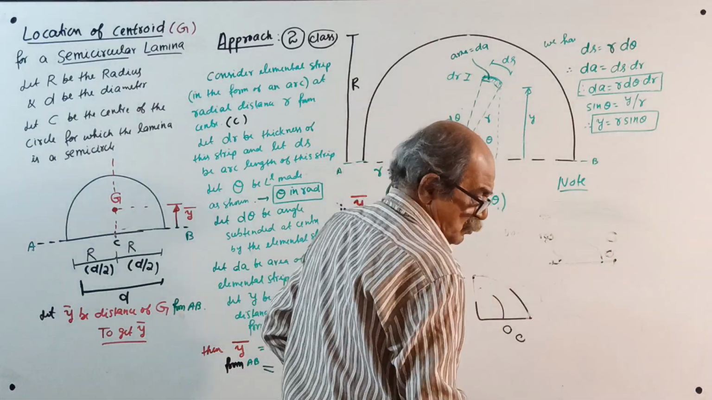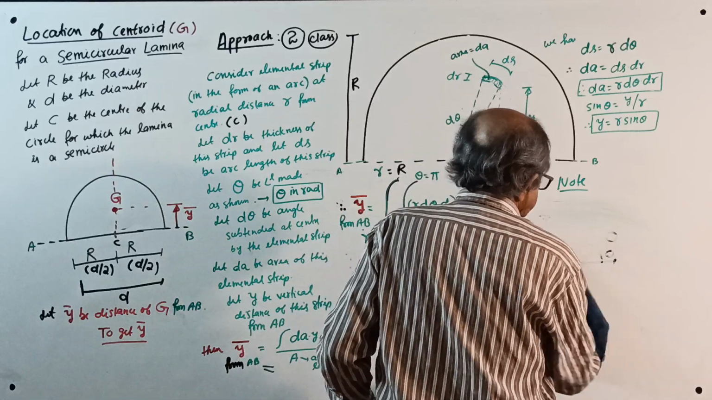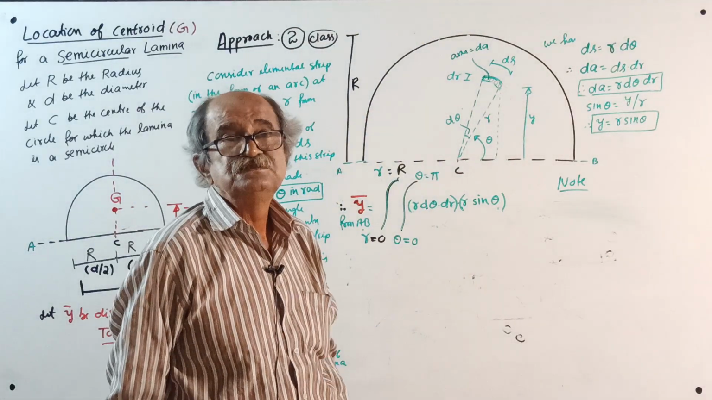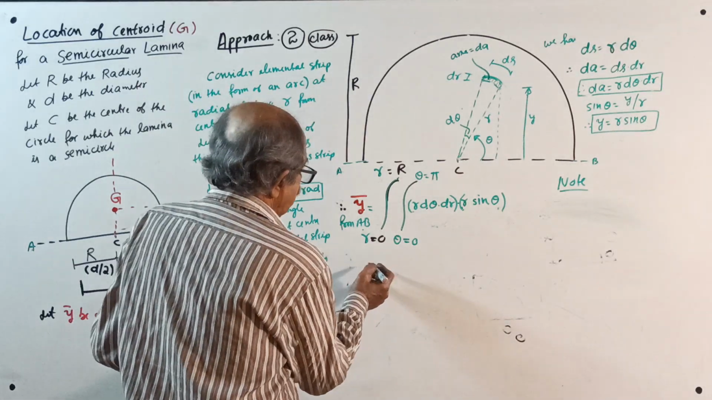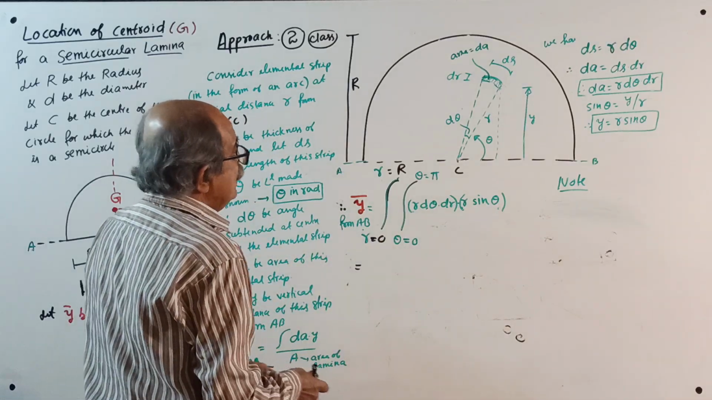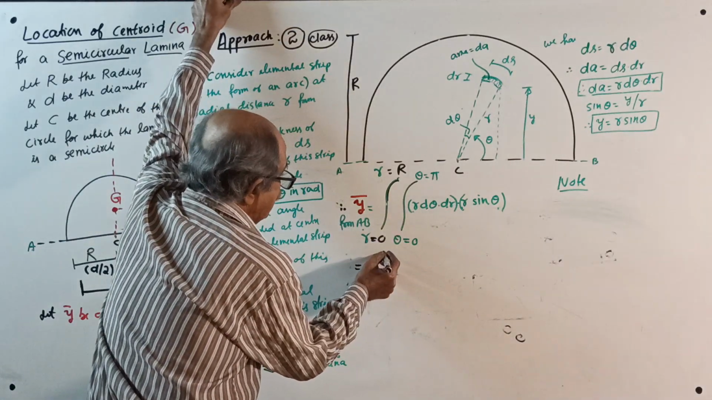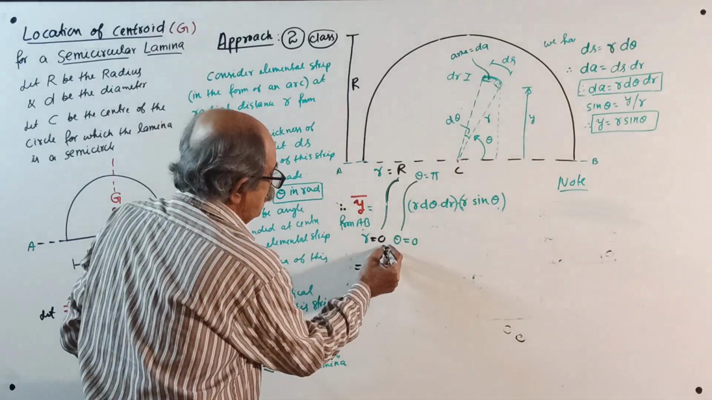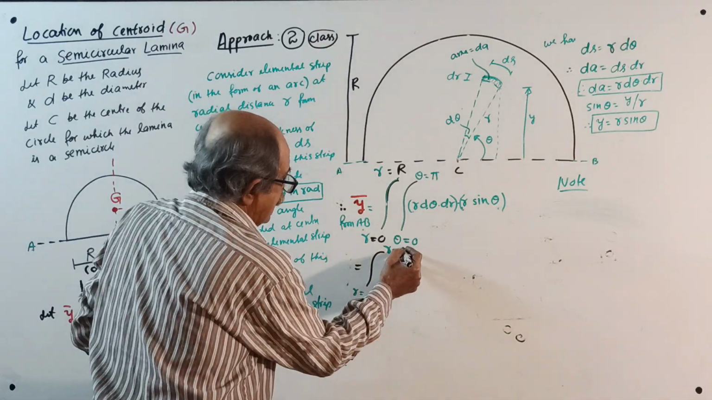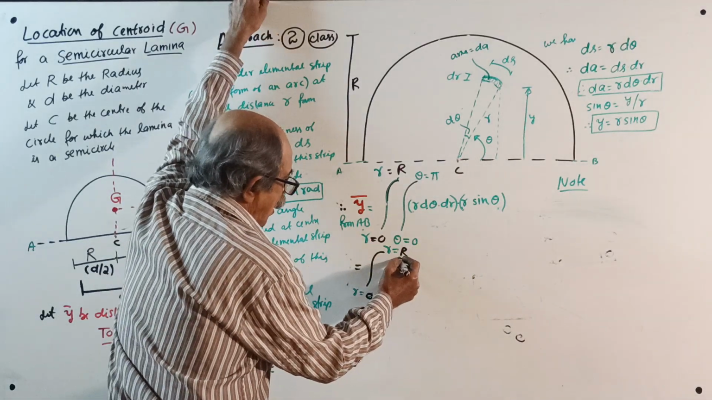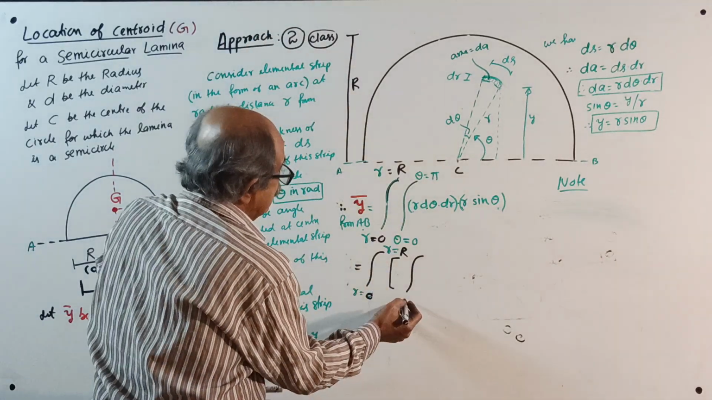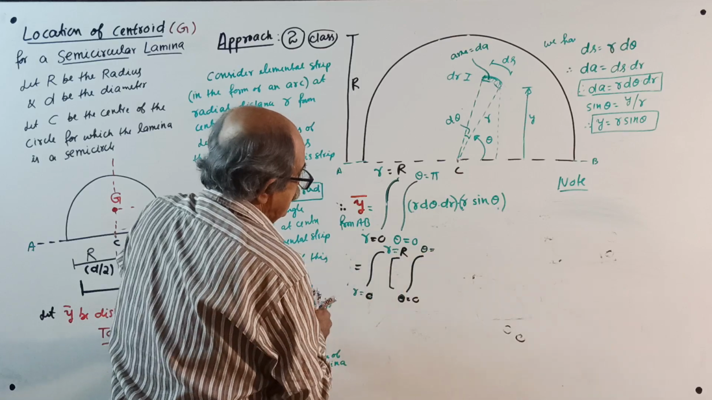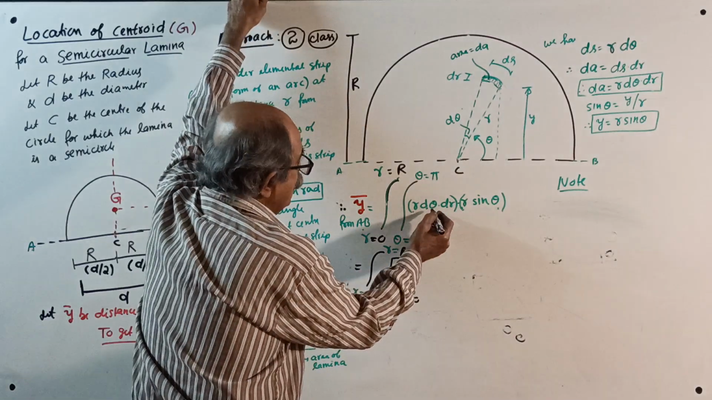Now the question is over. I will finish this question now. Make a note here: r and theta are independent. So you can write the integral with r from 0 to r, and one more integral with theta from 0 to theta equal to pi.